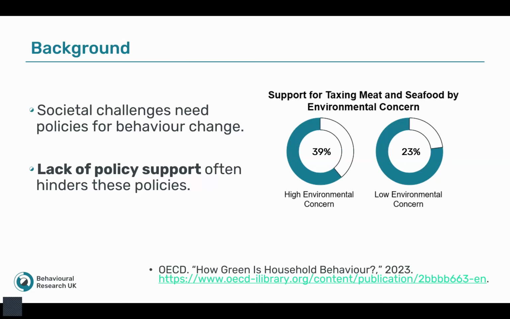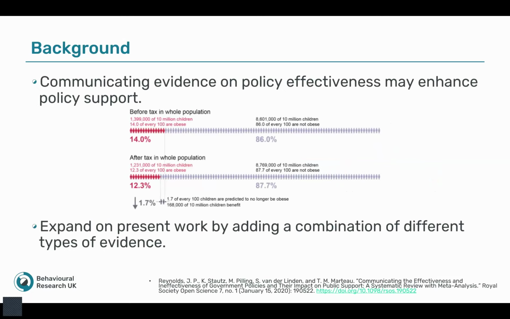Next slide. And we found some really great work by James Reynolds and colleagues at Aston University with a meta-analysis showing that if we communicate evidence about policy effectiveness, this may be an effective policy measure to enhance public support around those policies that we think are going to be effective. And this infographic is just an example of evidence on the impact of taxes around childhood obesity.